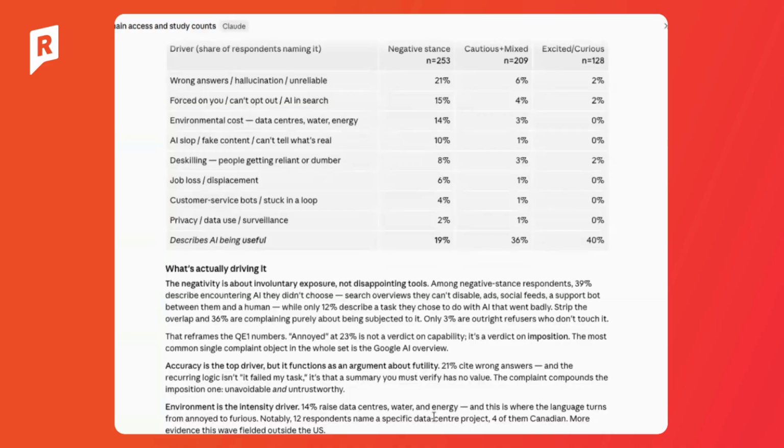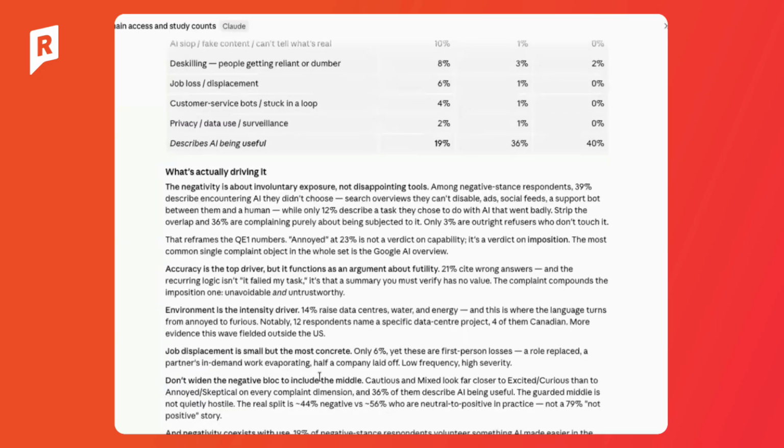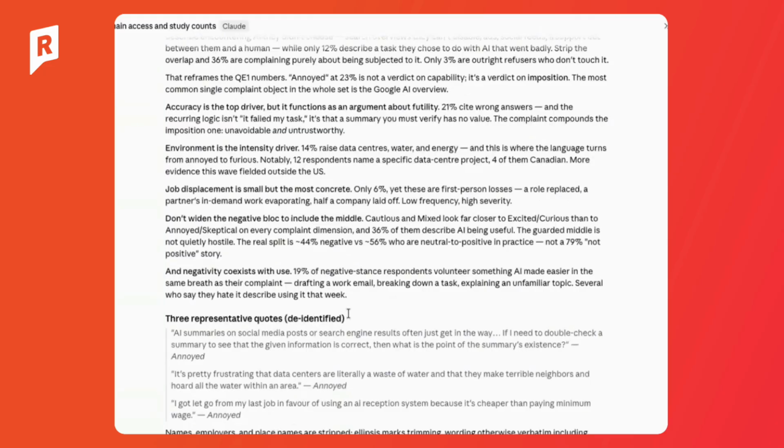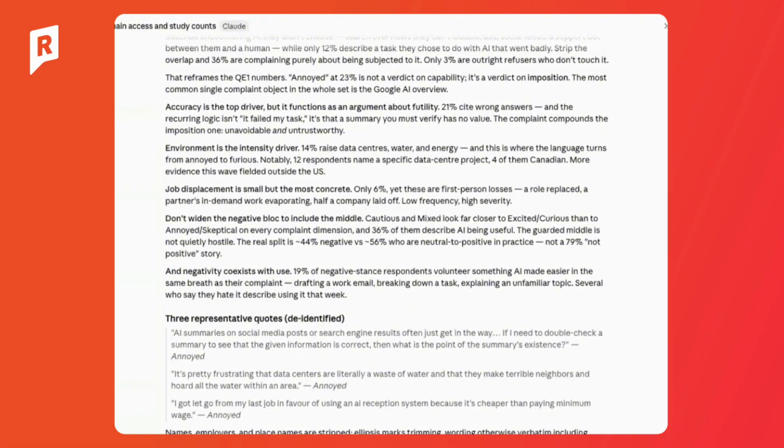14% raised data centers, water, energy. This is where the language turns from annoyed to furious. Job displacement is small but most concrete. There's negative blocked into the middle. Negativity coexists with use. It has given me 3 representative codes. Make sure to de-identify them. Okay, let's go to the next question.